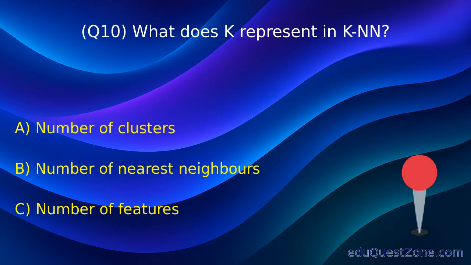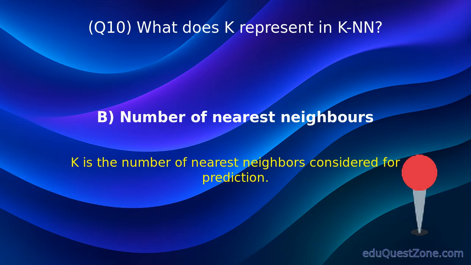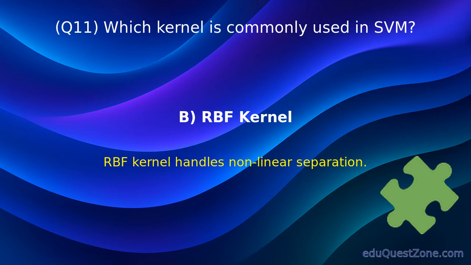Question 10. What does K represent in K nearest neighbors? Option B. Number of nearest neighbors. K is the number of neighbor points considered. Question 11. Which kernel is commonly used in SVM? Option B. RBF kernel. RBF kernel is used for nonlinear boundaries.